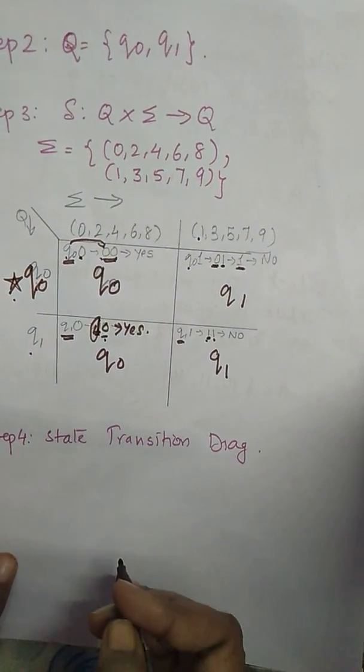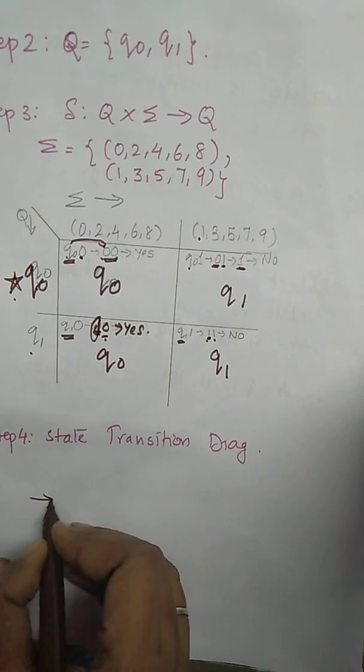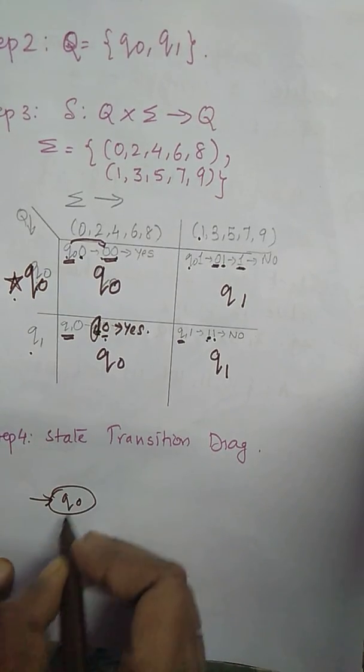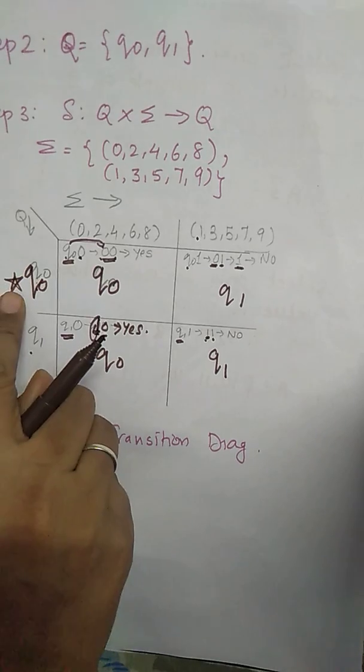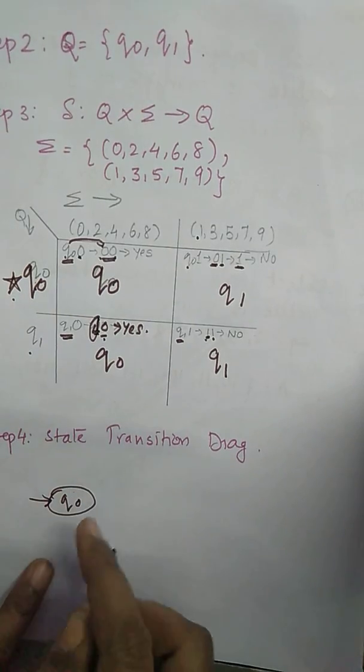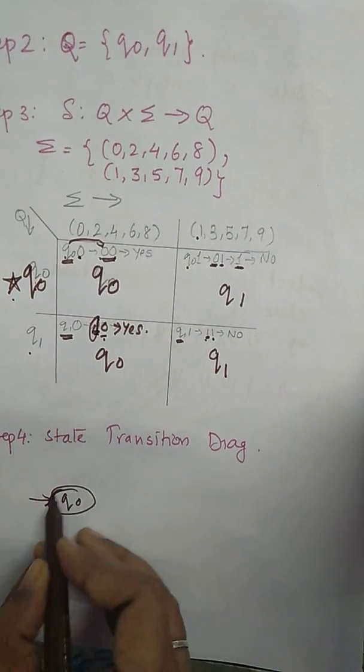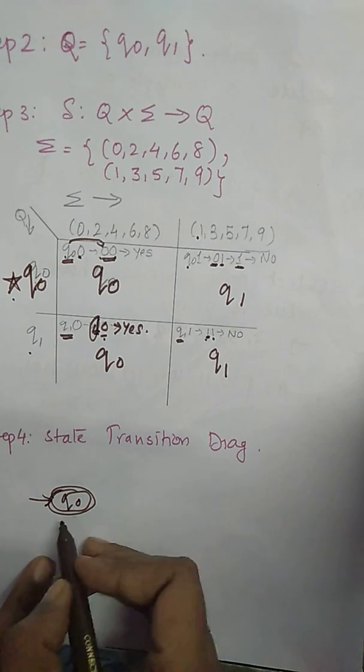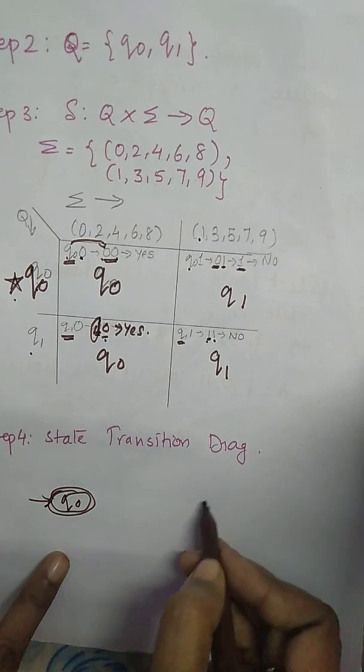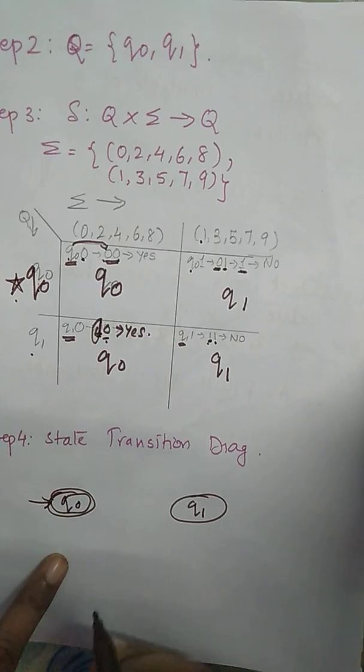Now we have to draw the state transition diagram. How are we going to draw it? Here we have to mark the initial state. So Q0 is the initial state, plus according to the table it is the final state. How are we going to mark the final state? By putting a double circle. Now Q0 is the final state and also the initial state.